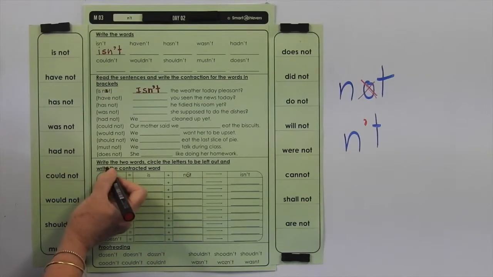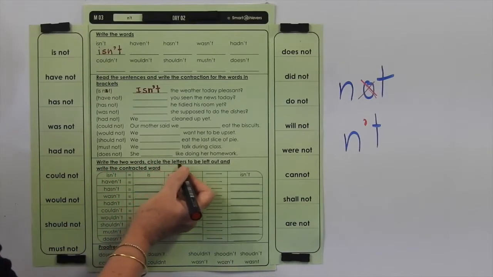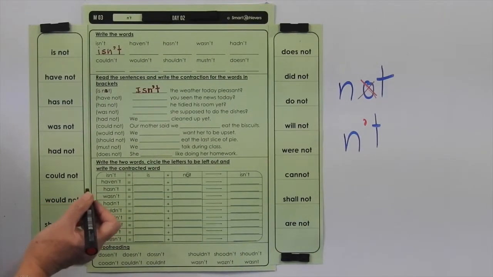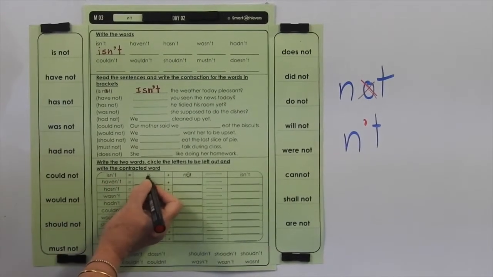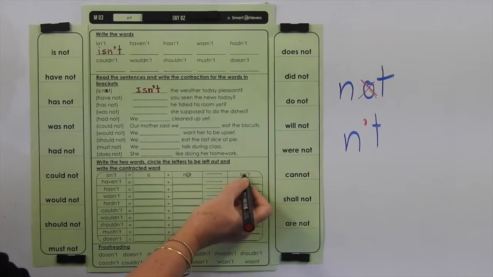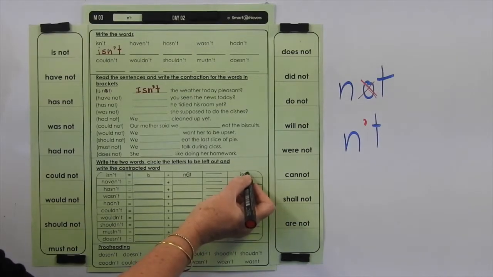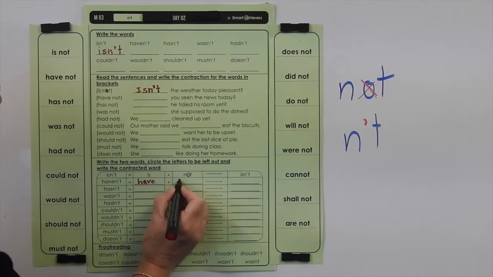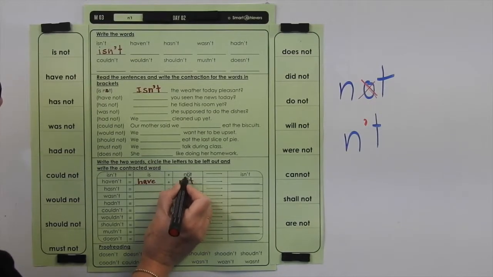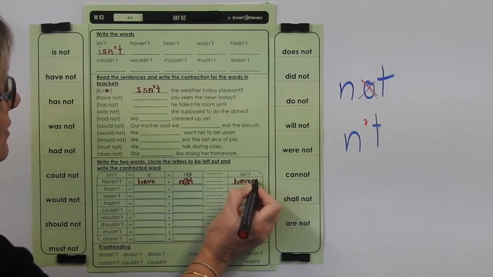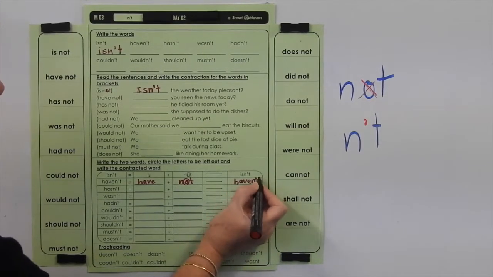Down here it says write the 2 words, circle the letters to be left out, and write the contracted word. So this is similar to what you did in the previous list. So we've got isn't is short for is not. We've circled the O because that's the letter we're taking out, and then when we've written it in its contracted form again, we've put that apostrophe in. So haven't is short for have not. Circle the letter that you're taking out and then write the word in its contracted form at the end, and don't forget to put that apostrophe in.